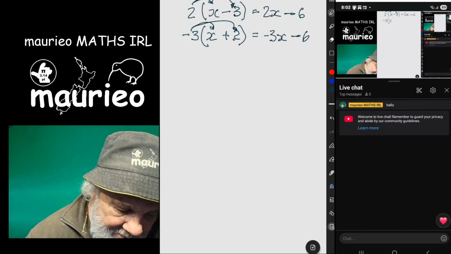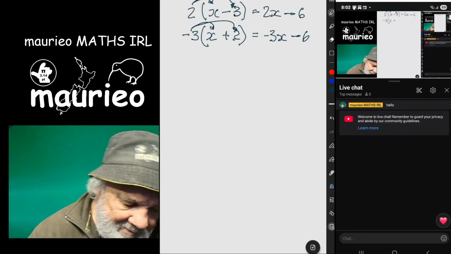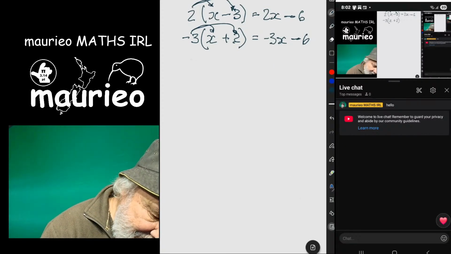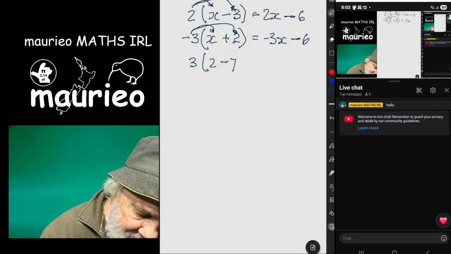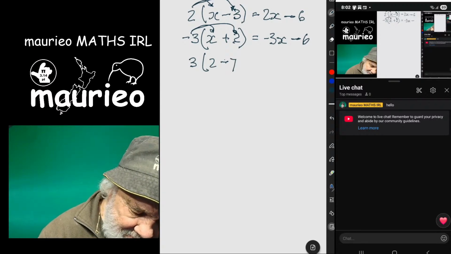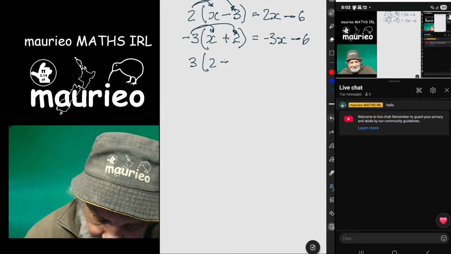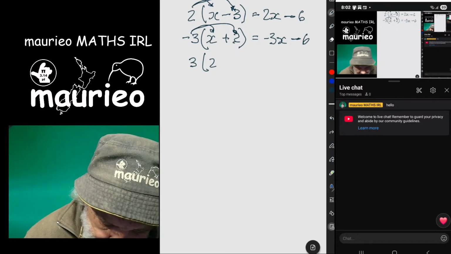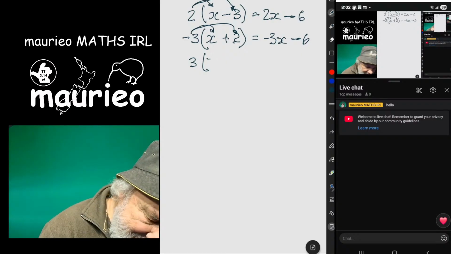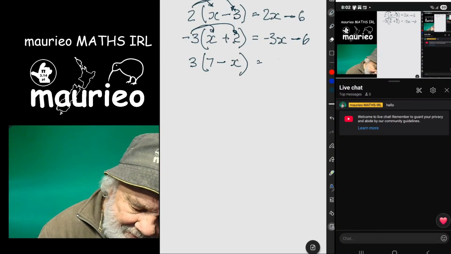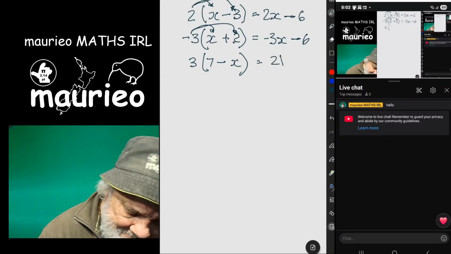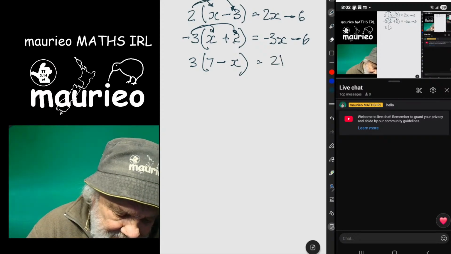We can have things back to front. We could have 3 minus 3x. Oh, minus 6. No, it wasn't what I wanted. We can have things like 7 minus x, so that'll give us 21.